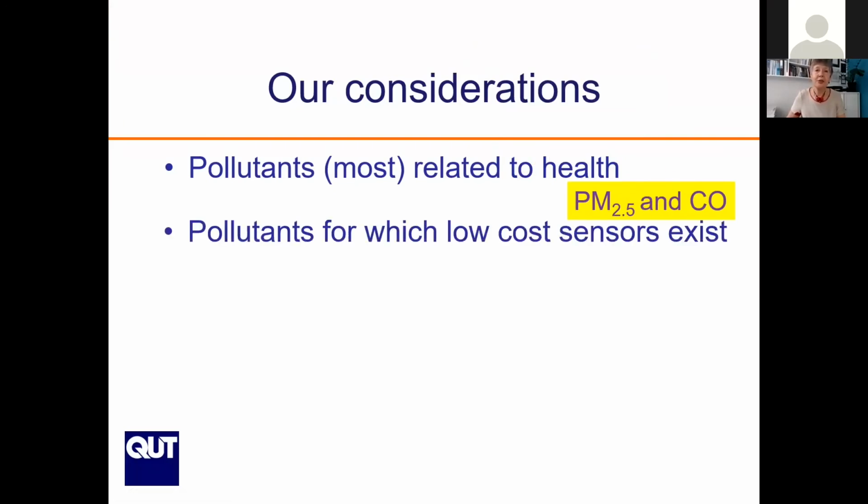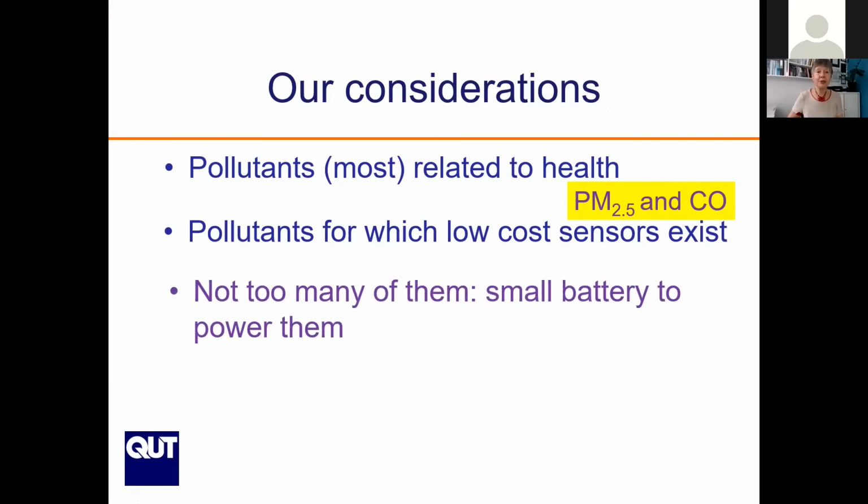And also, we need to take into account for which pollutants there are low-cost sensors, because we could say that we would like to measure this or that, and in particular, we would like to measure ultrafine particles because they are emitted from vehicles and they are the best signal of vehicle emissions, but there are no low-cost sensors for ultrafine particles. So this is the choice: pollutants related to health, and reliable sensors exist.